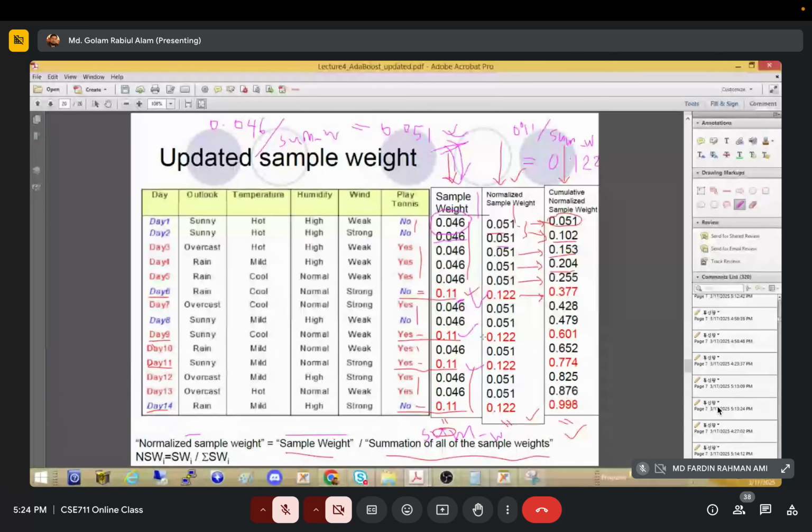Normalized sample weight. And then what we have to do is find out the cumulative normalized sample weight. It means the running sum we have to determine.